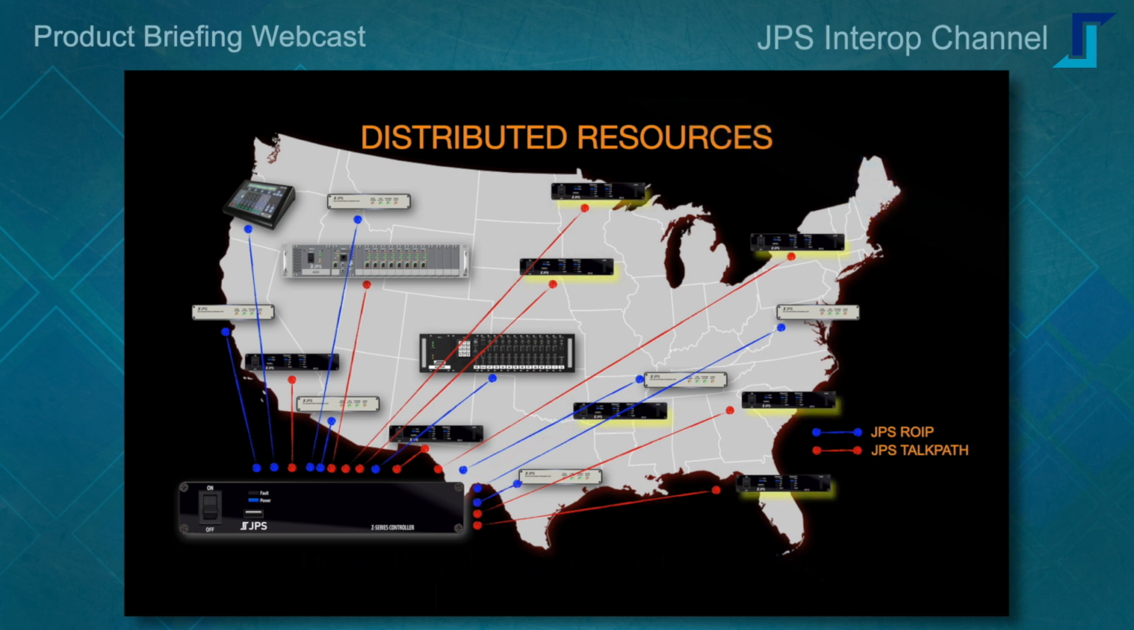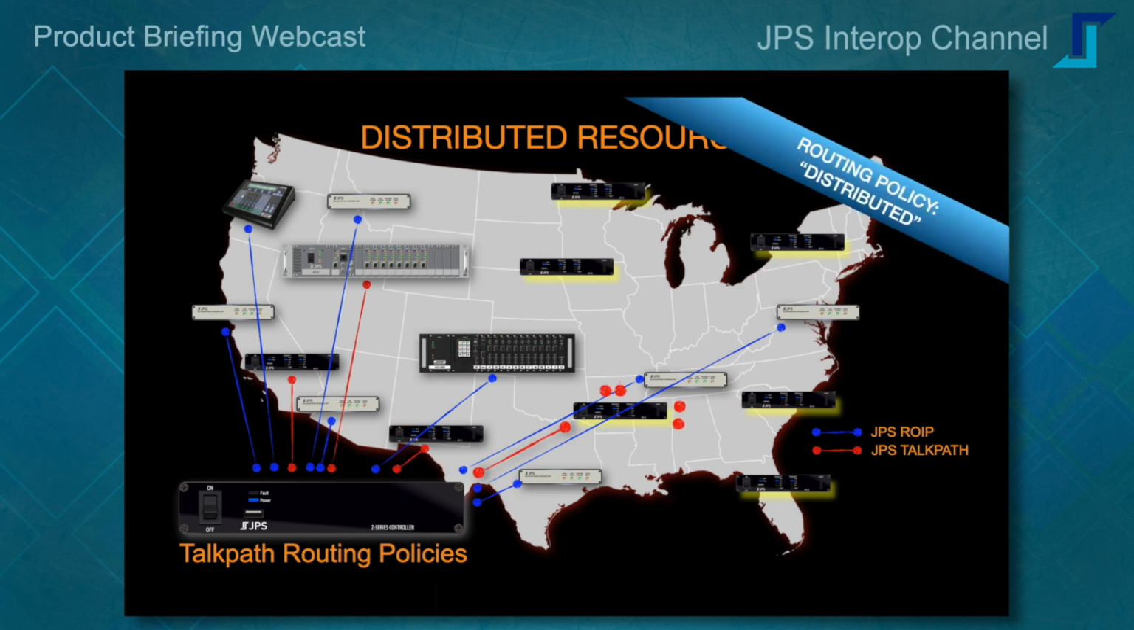The other routing policies that we can instate in the Z-Series controller, one of them is called distributed routing policy. And as you can see in the illustration here, you can notice that some of these RSP-Z2s do not have that definitive link back to the controller itself. Depending on your network capabilities, you can share the JPS Talkpaths directly between the Z-Series gateways, and this adds a lot of efficiency as opposed to sending Talkpath back to the Z-Series controller.